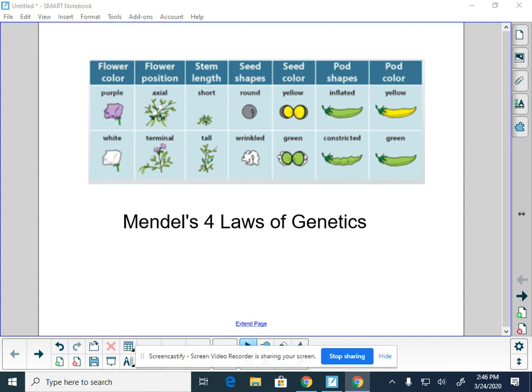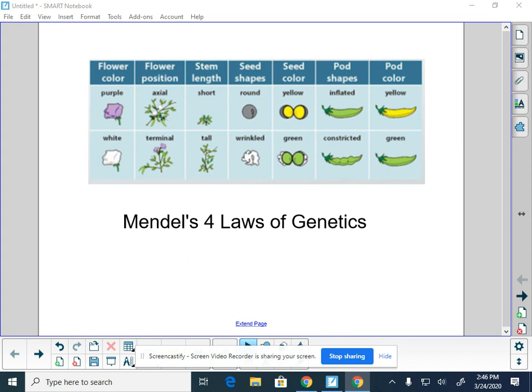This is Mr. MacKay. Today we're going to talk about non-Mendelian genetics. Yesterday, hopefully you went over Mendel's 4 laws of genetics: law of segregation, law of independent assortment, etc., law of dominance. Today we're going to talk about non-Mendelian genetics.